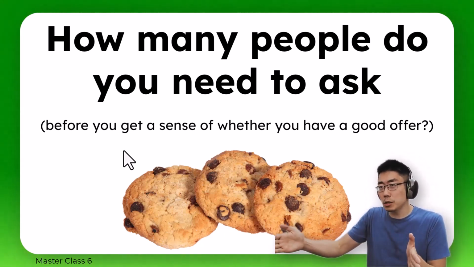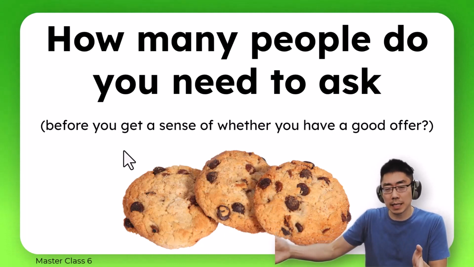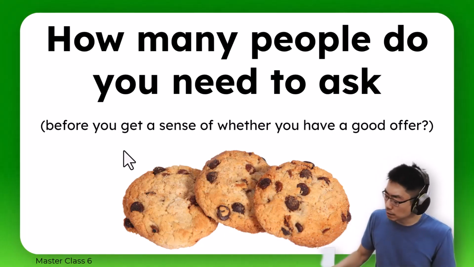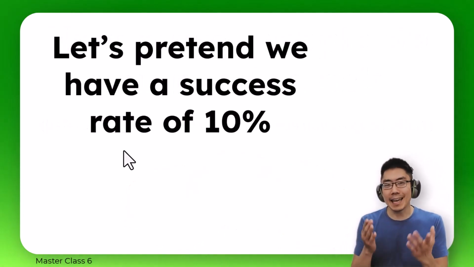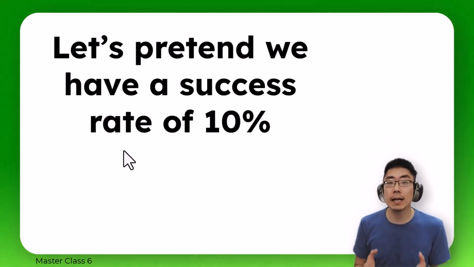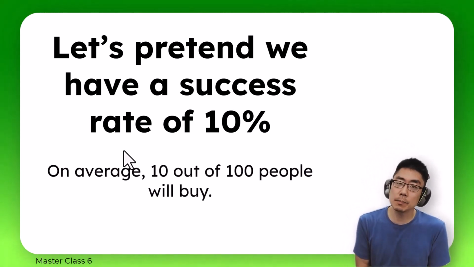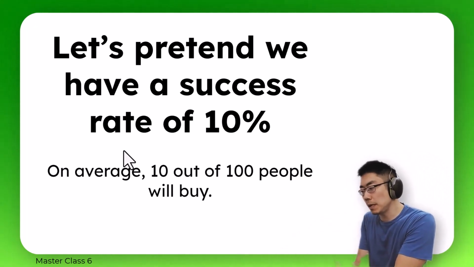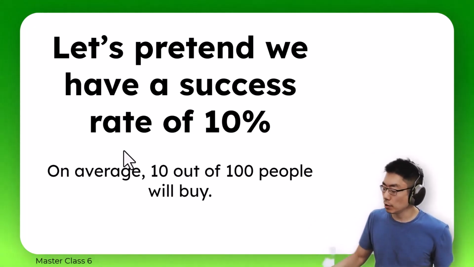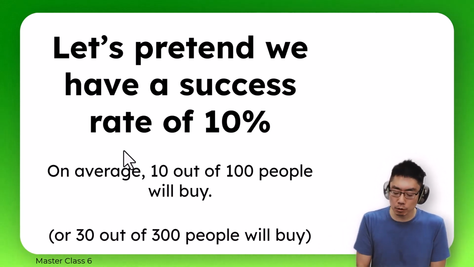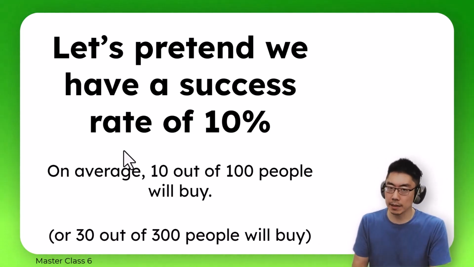The more data points you have, the more accurate the sense you would get, but at a certain point, it's not worth your time getting that many points. So we're going to play a game. And in this game, we're going to set the game to have a success rate of 10%. And 10% just means on average, 10 out of 100 people will buy the cookies. So in this game, we're going to have 300 people, and that means that 30 people will absolutely buy the cookies because we're setting the success rate or the sale rate to 10%.